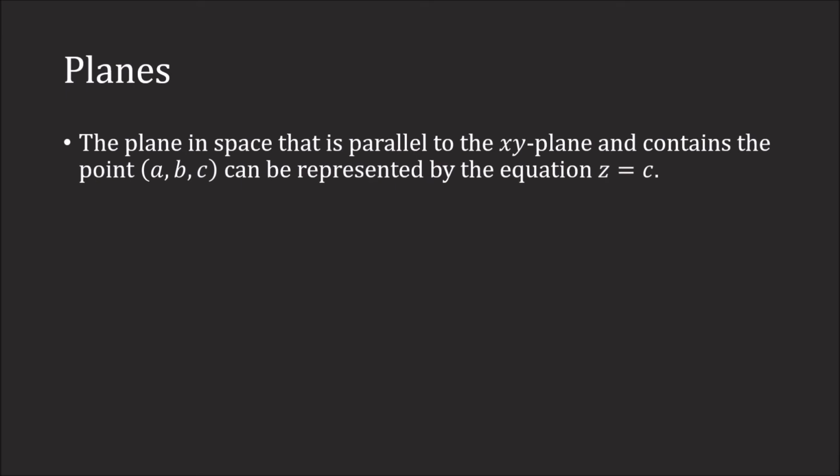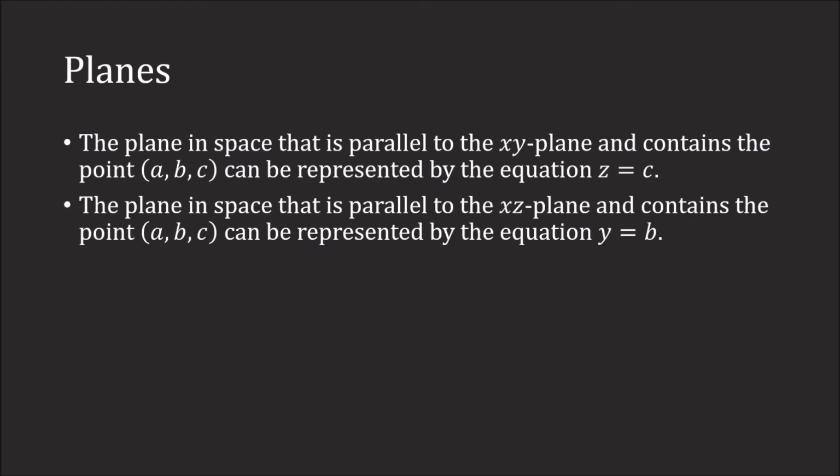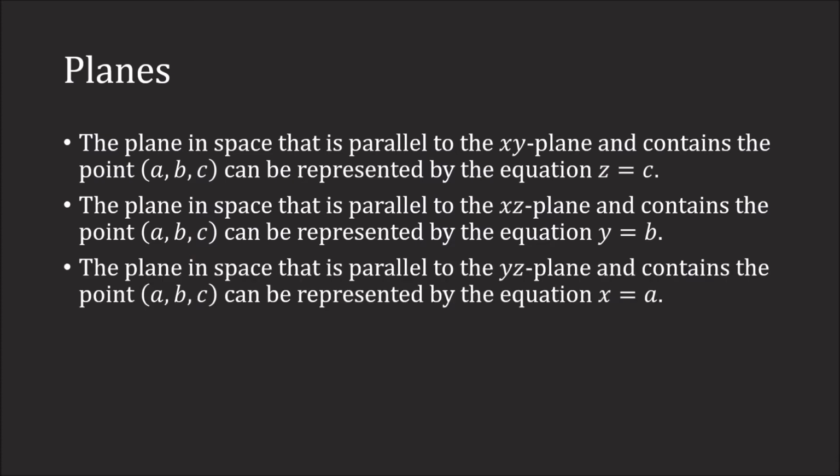Let's take a look at 3 special planes. We will study planes more in depth a little bit later. The plane in space that is parallel to the xy plane containing the point ABC can be represented simply by the equation z equals c. Likewise, the plane in space that is parallel to the xz plane containing the point ABC can be represented by y equals b, and the plane in space parallel to the yz plane containing the point ABC can be represented by the equation x equals a.